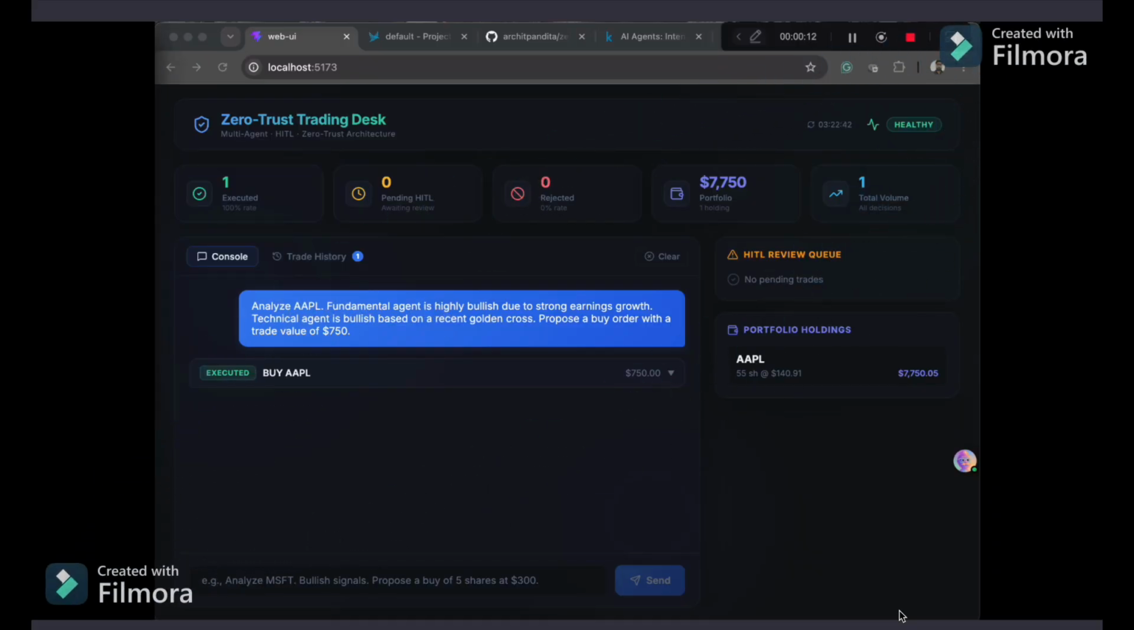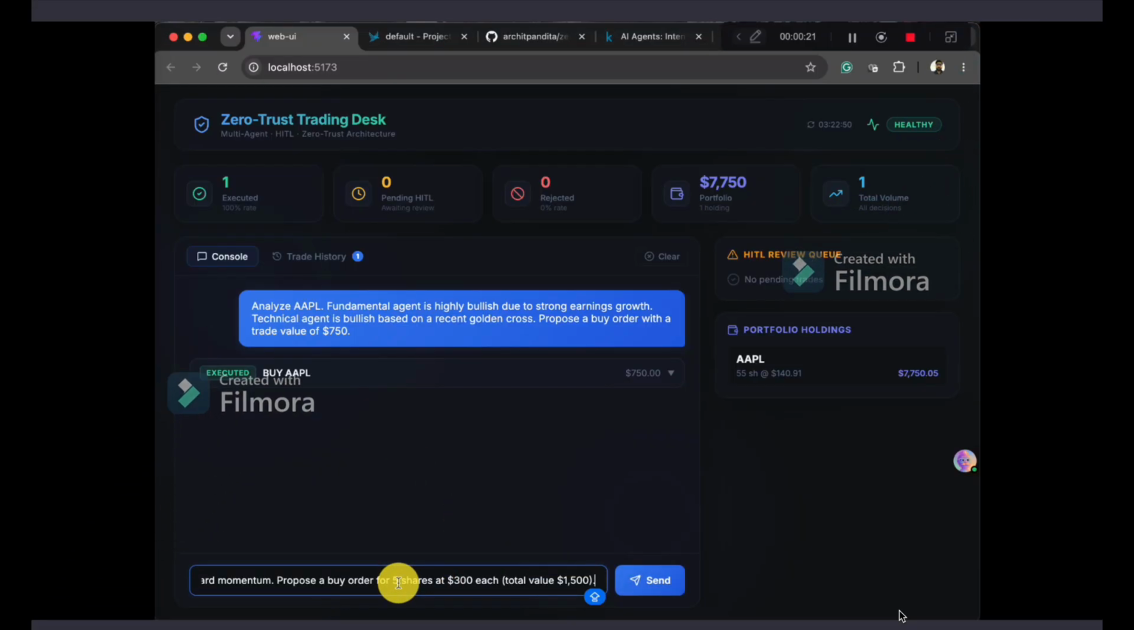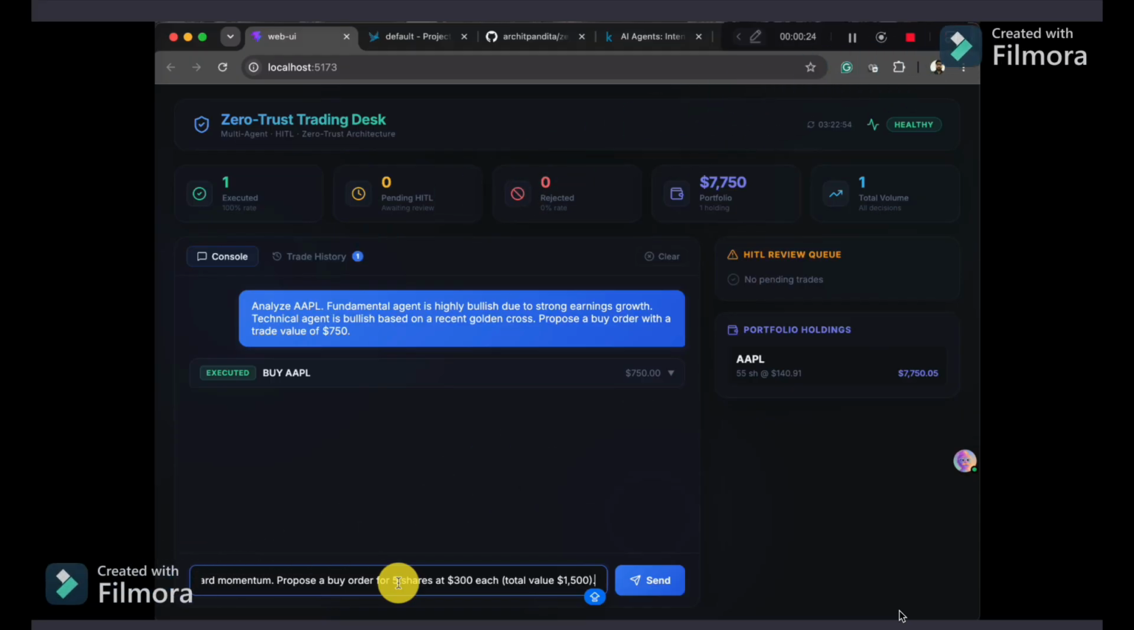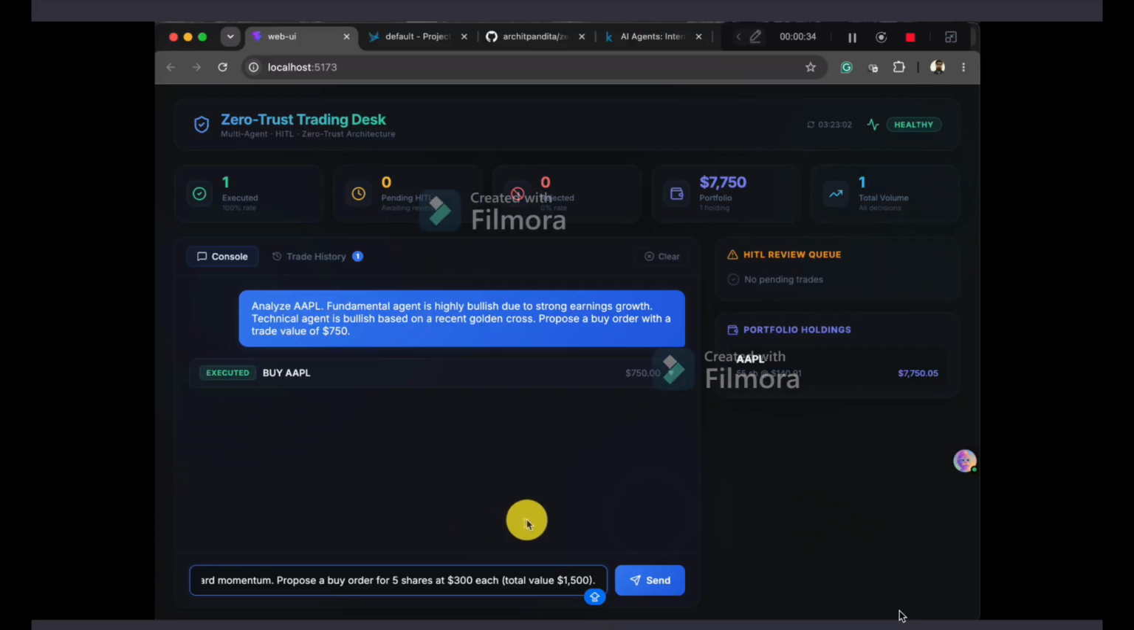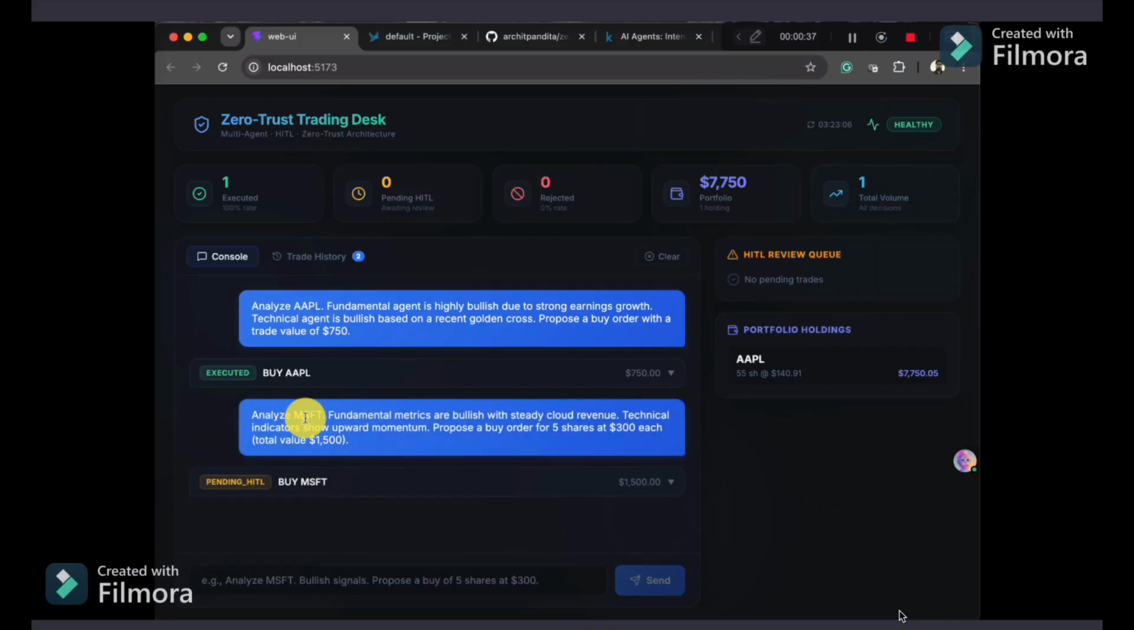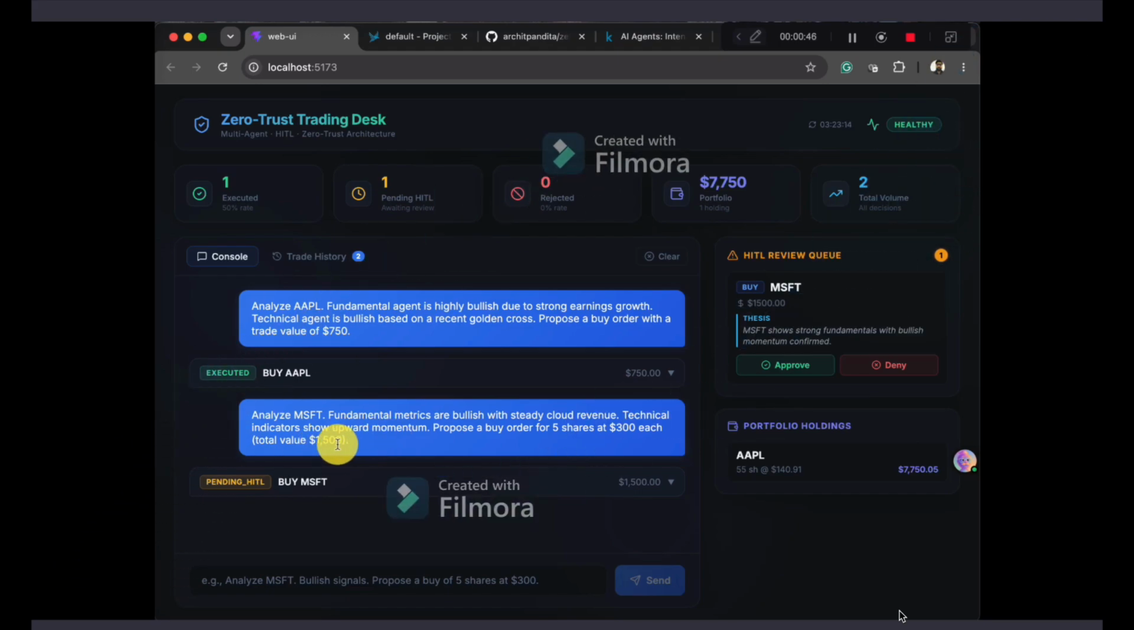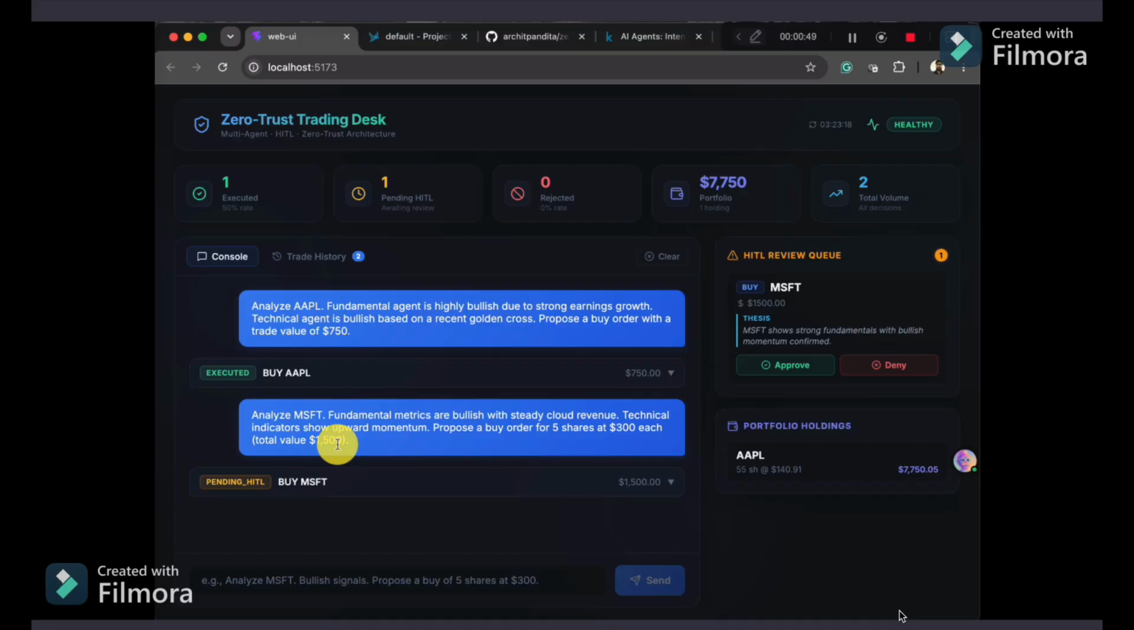Now let's move to the second scenario. In this scenario, we have a policy in the backend which restricts the agent from buying a share if it is greater than, let's say, $1,000, which is a common practice in trading floors. So let's send it out. We have asked for buying Microsoft shares worth more than around $1,500. This triggers the policy rule that we have in place. Now the agent can't bypass it, so it has to adhere to it.